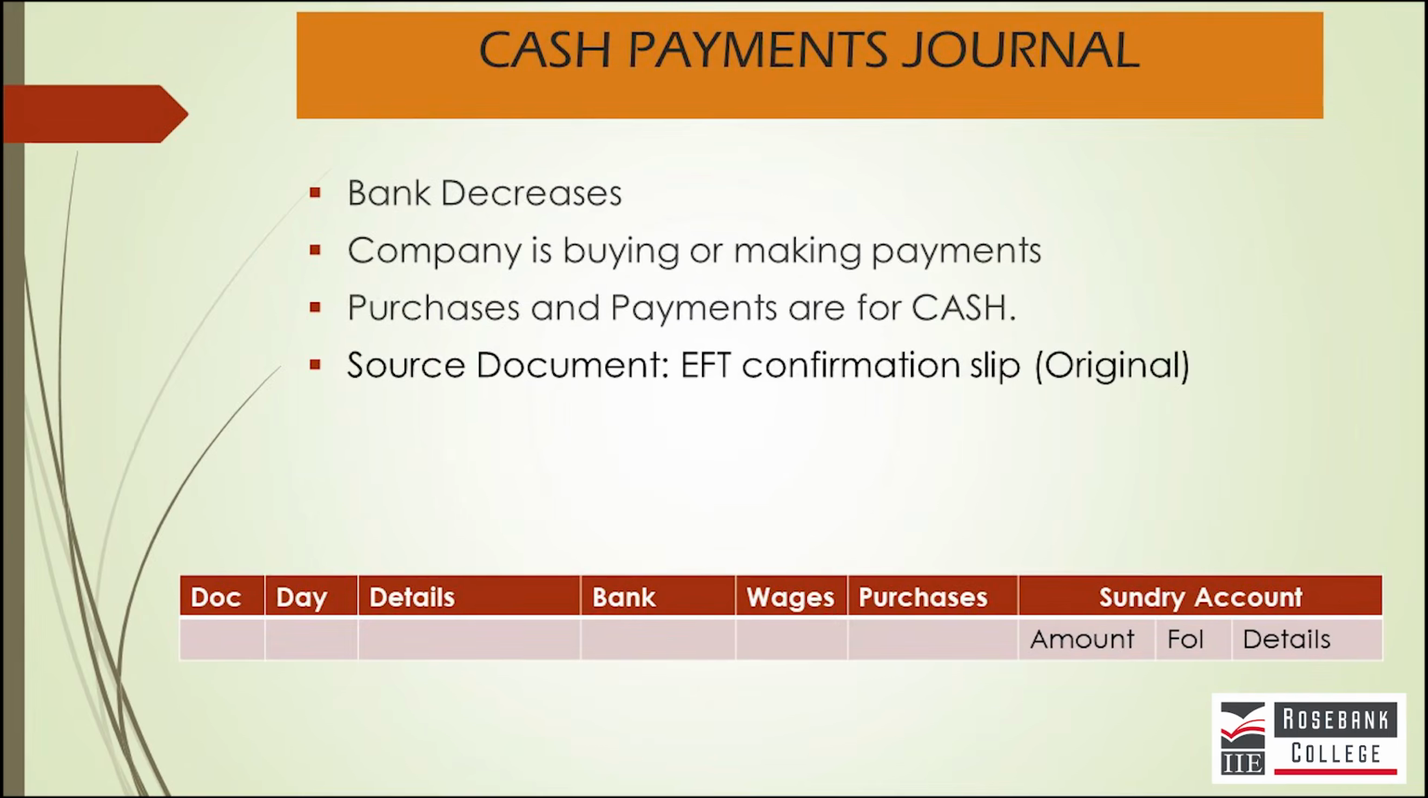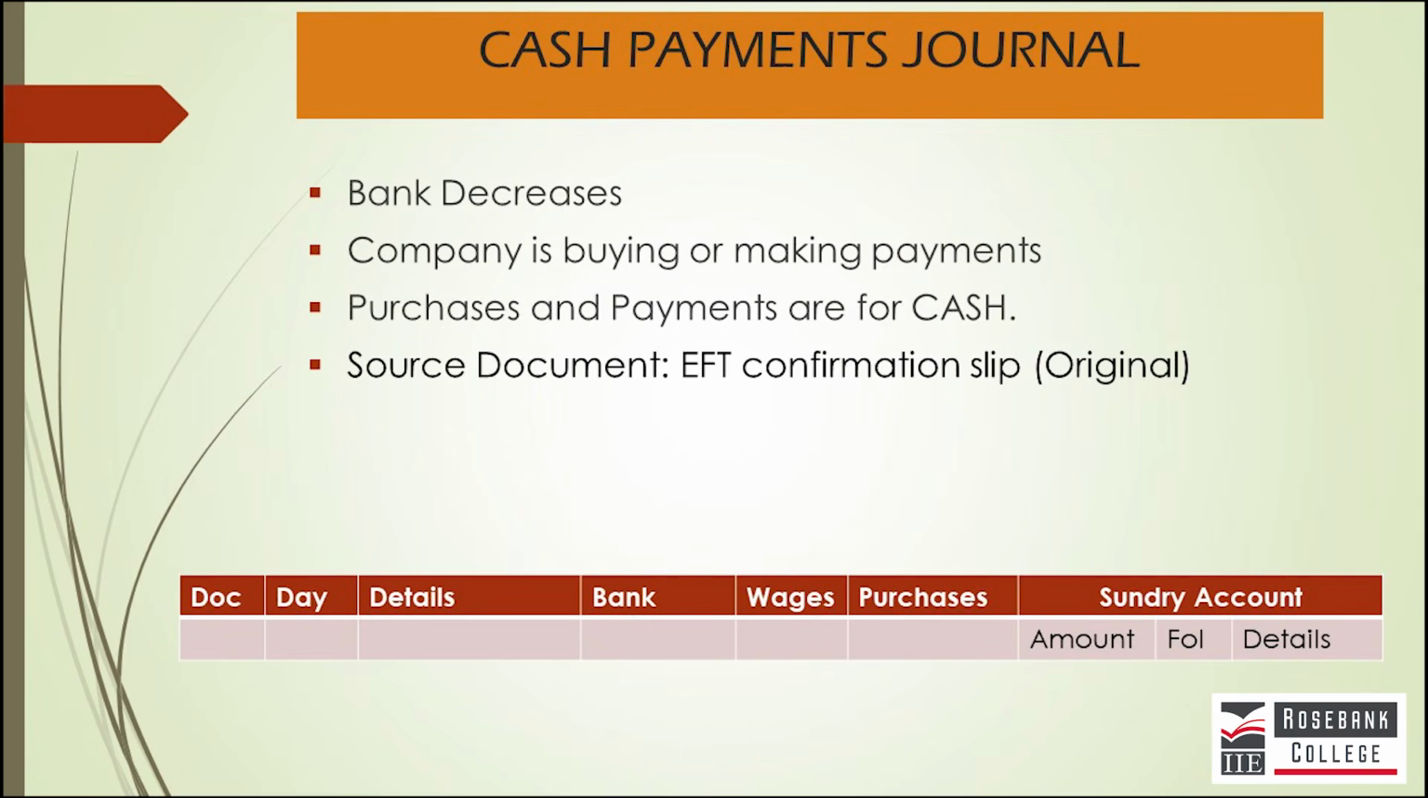The next journal is the cash payment journal, which is a journal we use to record all transactions that decrease the bank account. In this journal, we are making payments or buying something using cash or EFT. Remember that when you buy something using cash or EFT, this decreases funds in your bank account and eventually bank will decrease on the credit side.